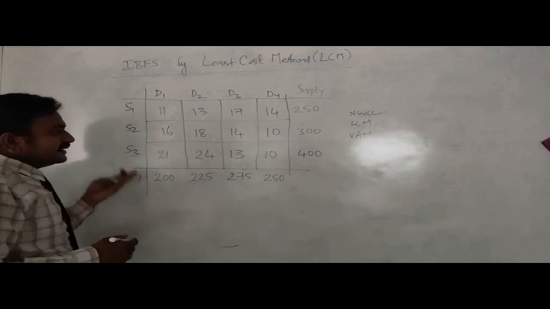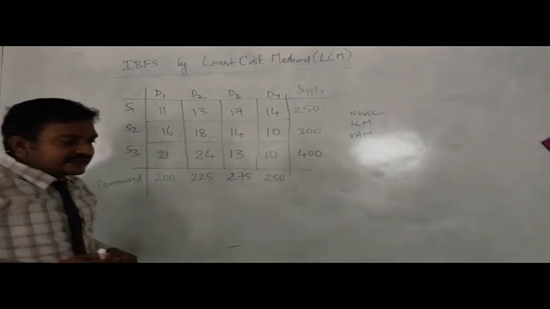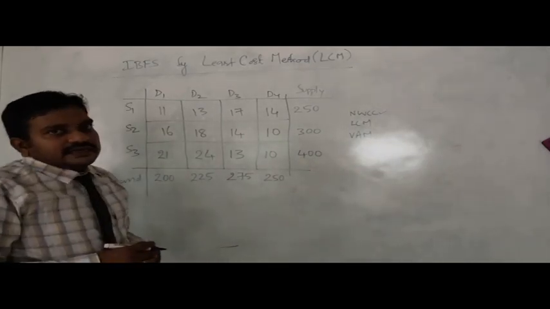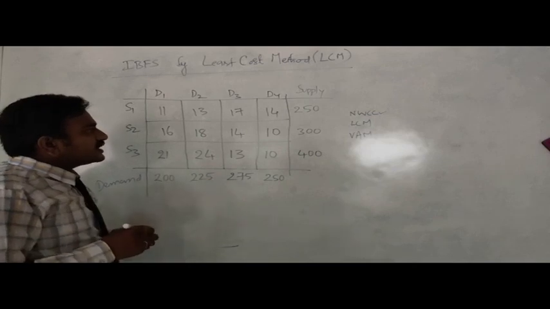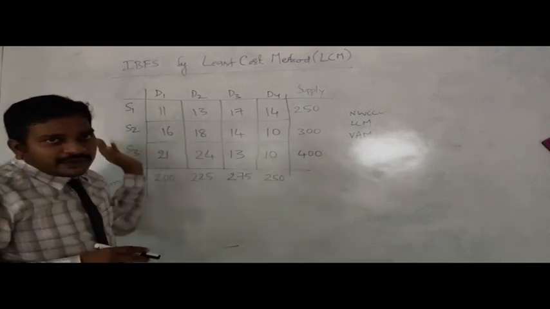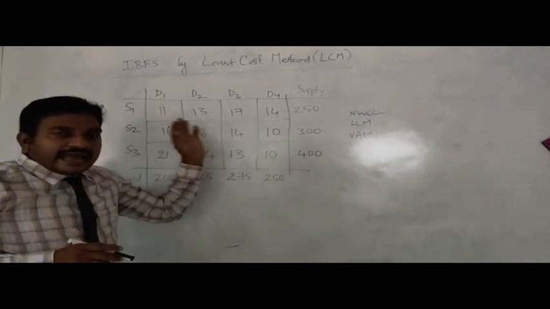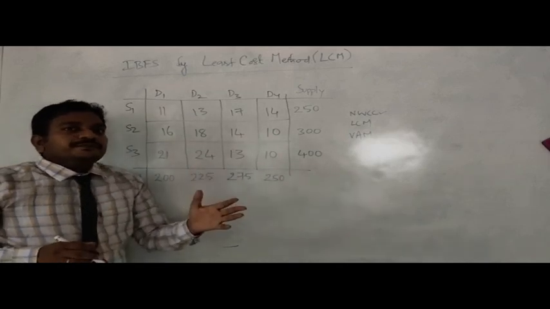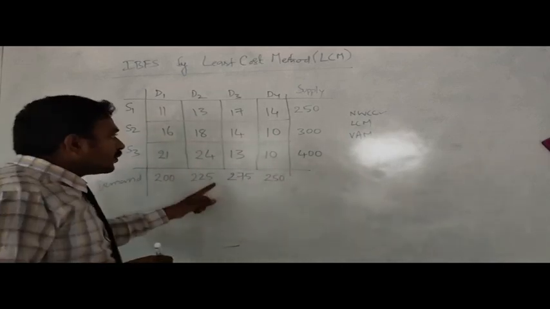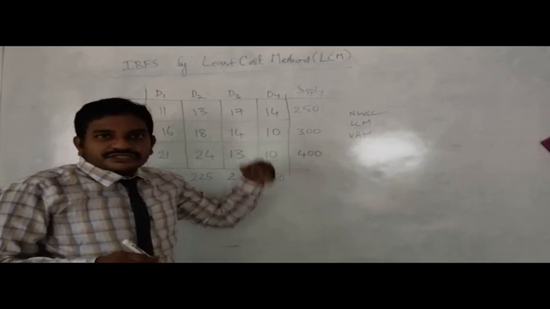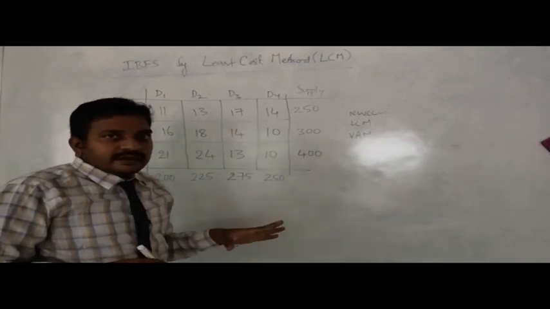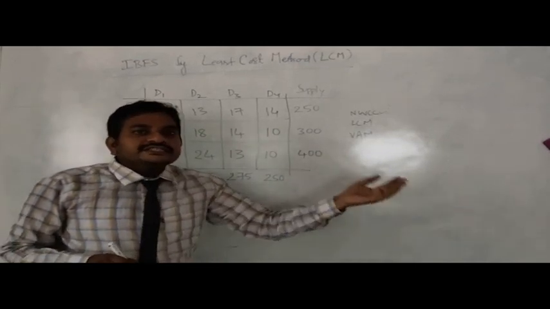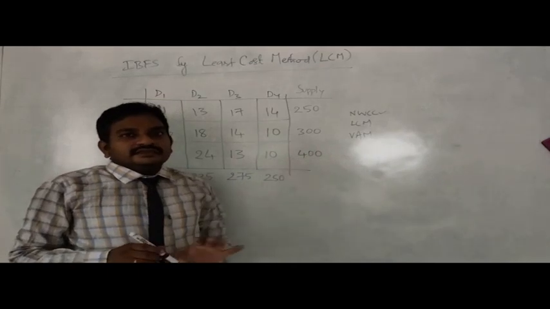Now, the working rule of the least cost method is very simple. Select the least cost available in the entire payoff table. Allocate as much as you can. After allocating, either the row or the column gets exhausted. Delete it from the table and move on to the next least cost cell.